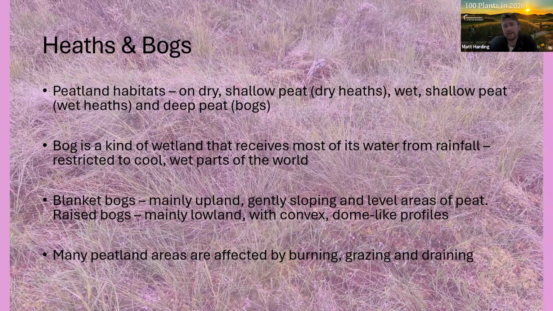And bogs are a kind of wetland that get most of their water from rainfall. So globally, they're restricted to cool, wet places. So Britain and Ireland are very important for bogs. We generally class them in two ways. Blanket bogs, which are mainly upland, on sloping or flat areas, and raised bogs, which are mainly lowland, that develop over time as a convex, dome-like profile. Because they're lowland, they're now quite rare because lots of them have been lost to peat cutting and conversion to agriculture. And in the uplands, burning, grazing and draining are all threats to bog and heath habitats.